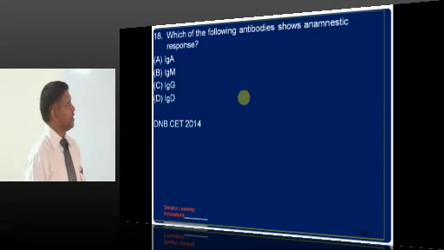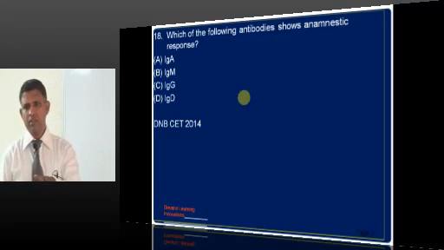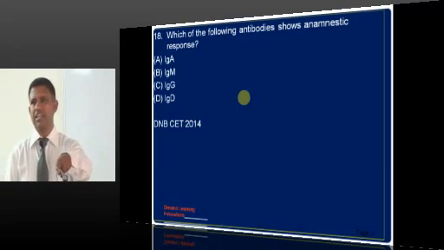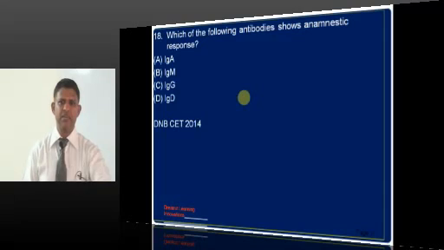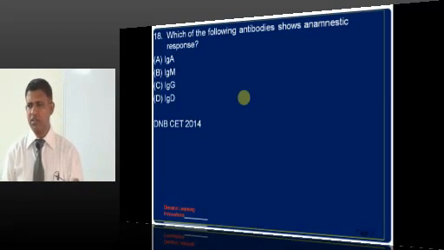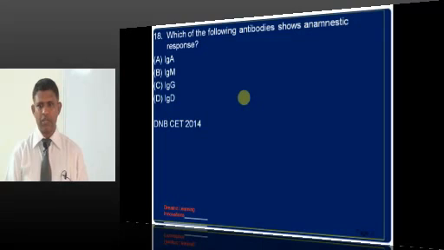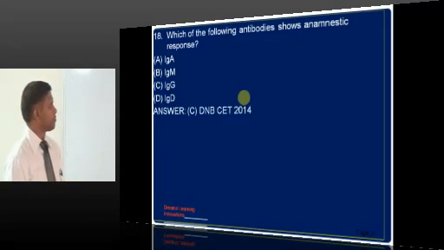Which of the following antibodies shows anamnestic response? Again it's IgG. Anamnestic response is when you don't have an infection but antibodies are there in your body when you do a test. Similarly, like typhoid, there is cross reaction: you have illness because of other bacterial infections also and you suspect it's typhoid, but it's not typhoid. Anamnestic reaction is IgG.